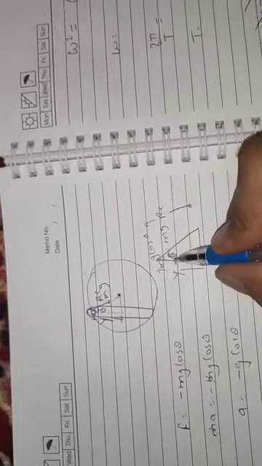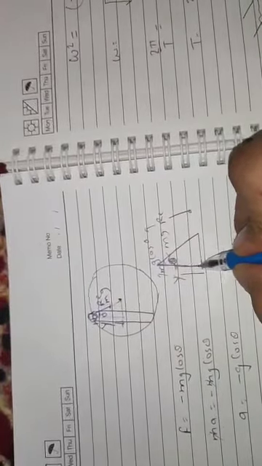Now what is cos theta? Cos theta is base upon hypotenuse. So a is equal to minus g, base is y upon hypotenuse, that is RE. So y is behaving like displacement.